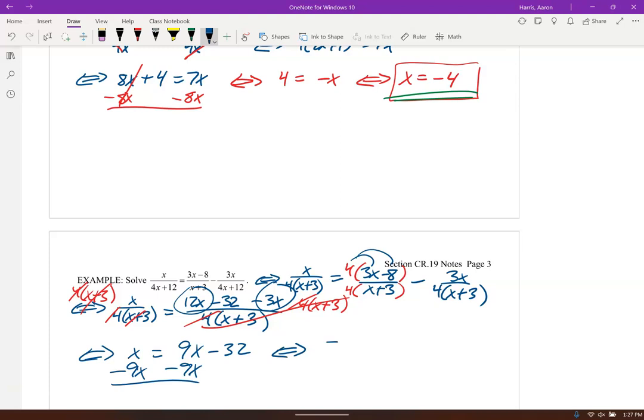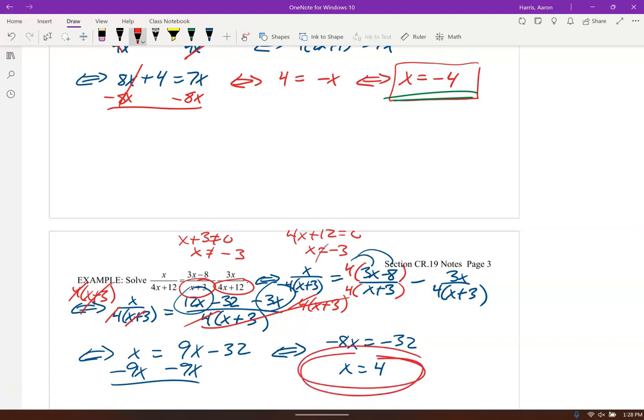So 9x minus 9x, I got -8x equals -32. Divide by -8, and I get 4. So our proposed solution on this one is 4. And so if I look in the original equation, see how I have an x plus 3 right there? I have an x plus 3. I know that can't be 0, so x can't be -3. And that 4x plus 12 can't be 0. In other words, x can't be -3 there as well. So 4 is fine.